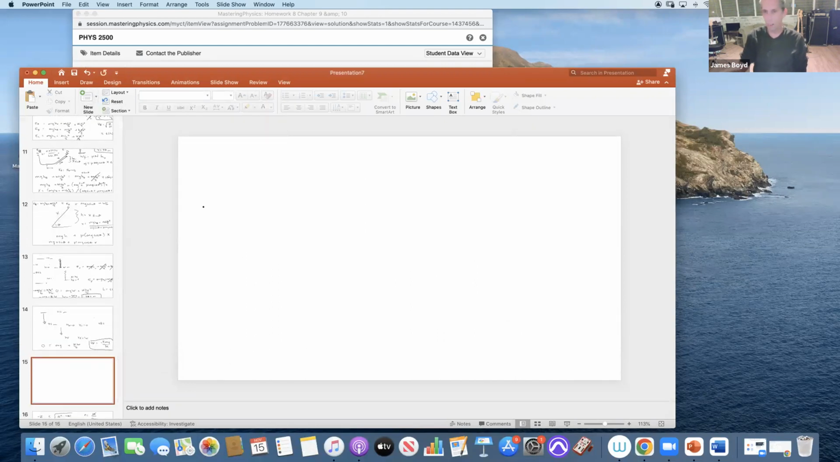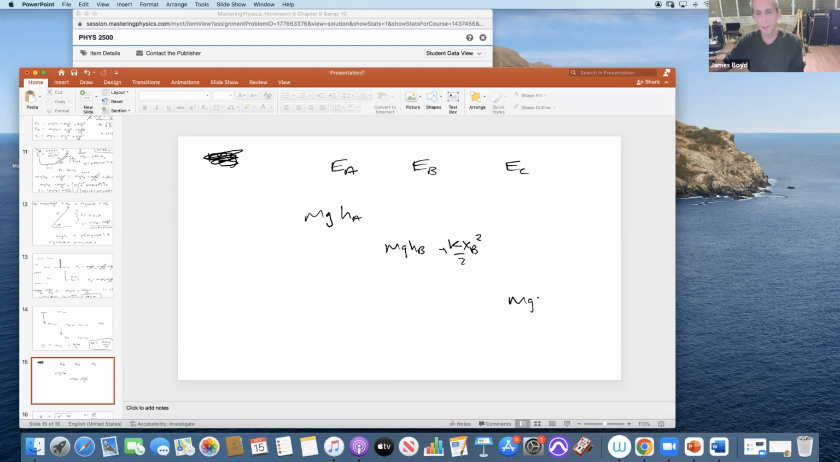Okay, so first of all, what we have is mg. The energy at A should be equal to the energy at B, should be equal to the energy at C, and we're going to assume that the rope is not stretched at all. So this is mg times HA, and then this is mg HB plus k xb squared over 2, and then finally mg HC plus k xc squared over 2. Got it. Okay.